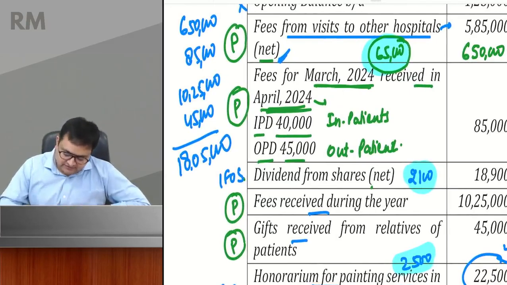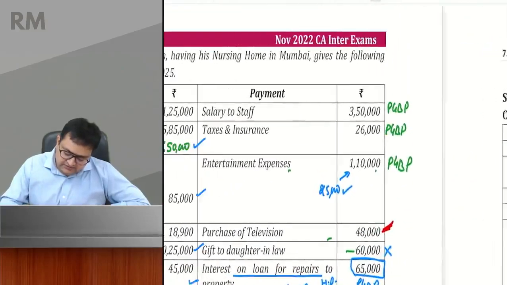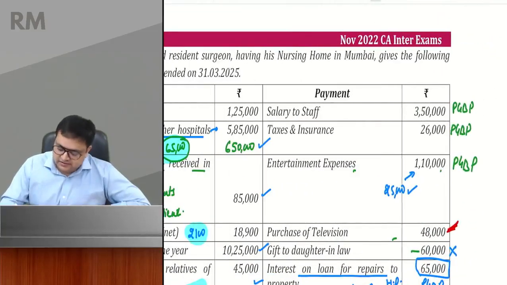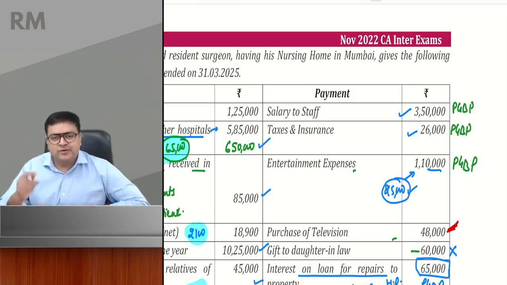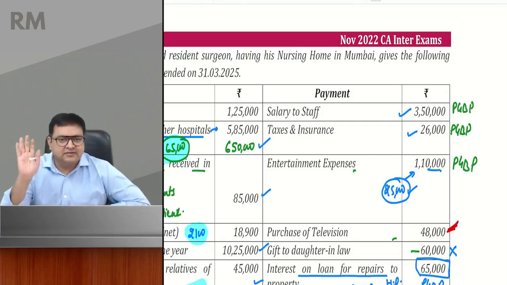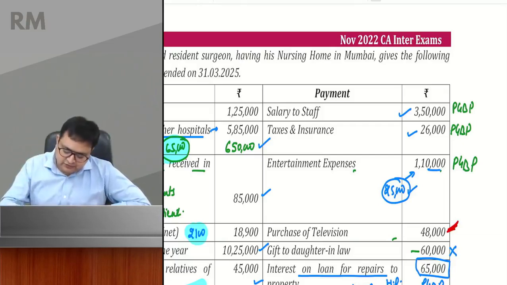Then the expenses. Staff salary, 350, yes. Taxes and insurance, 26,000. Nothing is mentioned for taxes and insurance, but now we understand it's PGBP. Entertainment expenses, 1,10,000. 25,000 they have said to us. So we'll just give a note over there, not more than one line. Dinner for doctor is a business expense. That's it. So 350 is our expense.